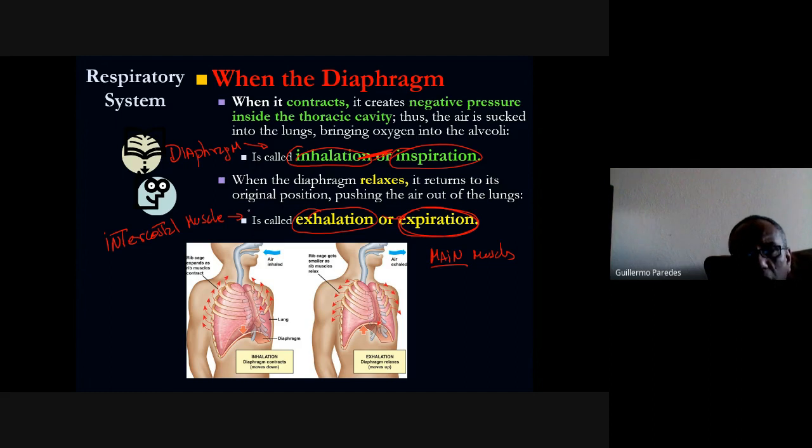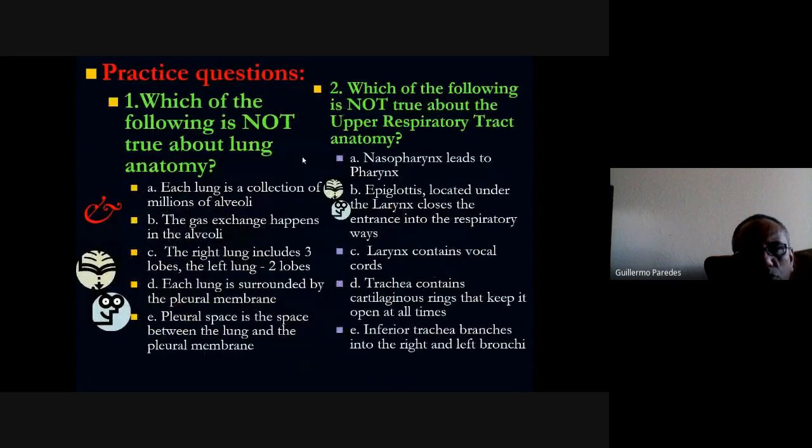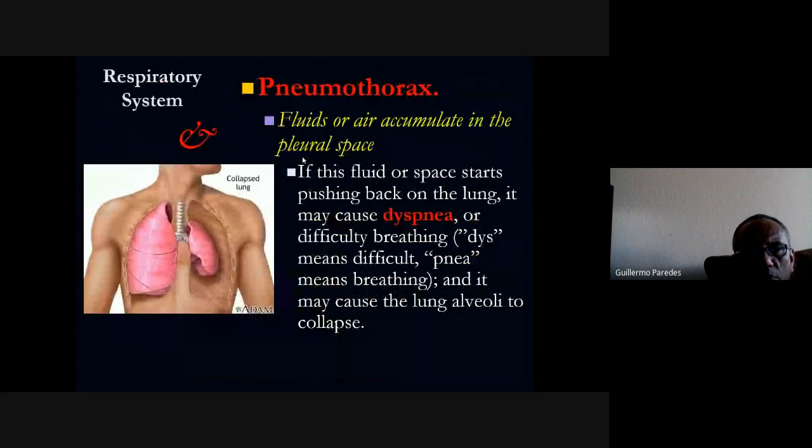I put it like this because the most important muscle for inhalation or inspiration is the diaphragm, and the most important muscle for exhalation or expiration is the intercostal muscle. You okay with that? So let's talk about two more things: the pneumothorax and the atelectasis.